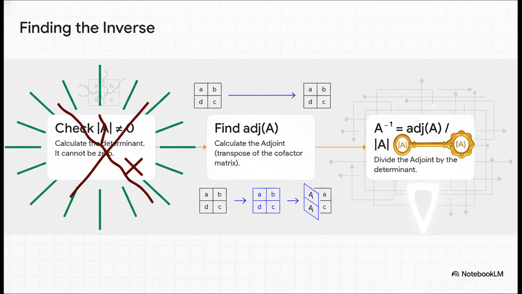So how do we actually find it? It's really just a 3-step process. First, you calculate the determinant. That's our quality check. If it's not 0, we can keep going. Second, you find something called the adjoint. Now this involves a few steps itself, but it ends with you transposing a matrix, which just means you swap its rows and columns. Finally, you just divide that adjoint you found by the determinant. That formula is your key to the inverse.